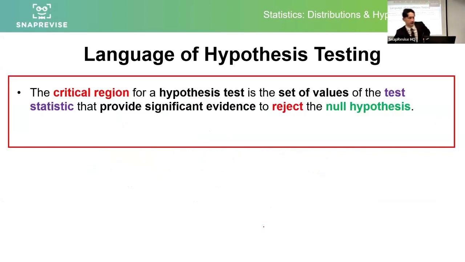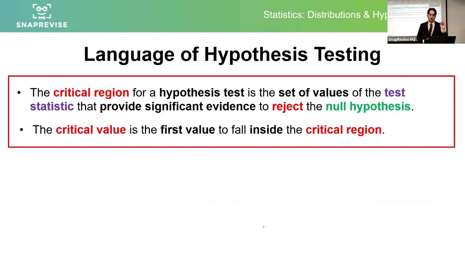So some other keywords: the critical region for a hypothesis test is basically the set of values that would cause us to reject the null hypothesis. So if it lands in the critical region, we throw out what we used to believe, and we now take H1 as what we believe. And the critical value is the value of the boundary that makes us first do that.